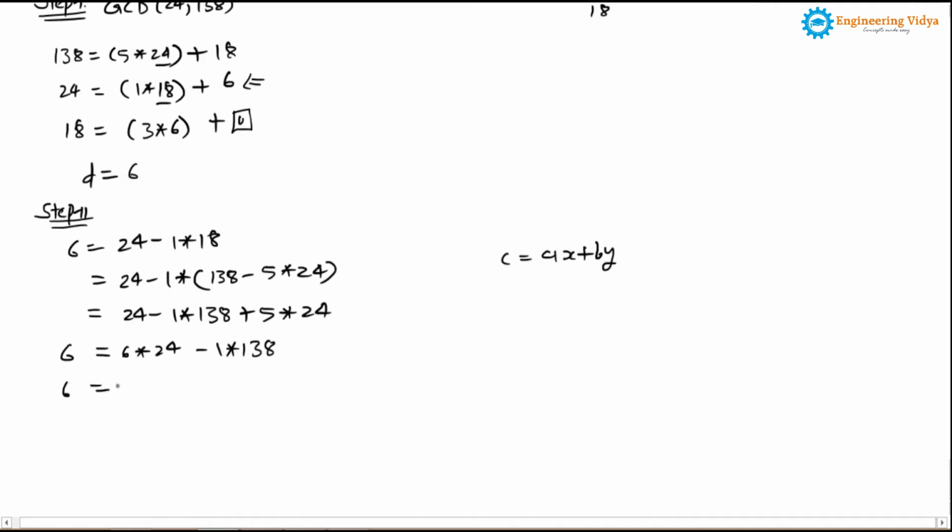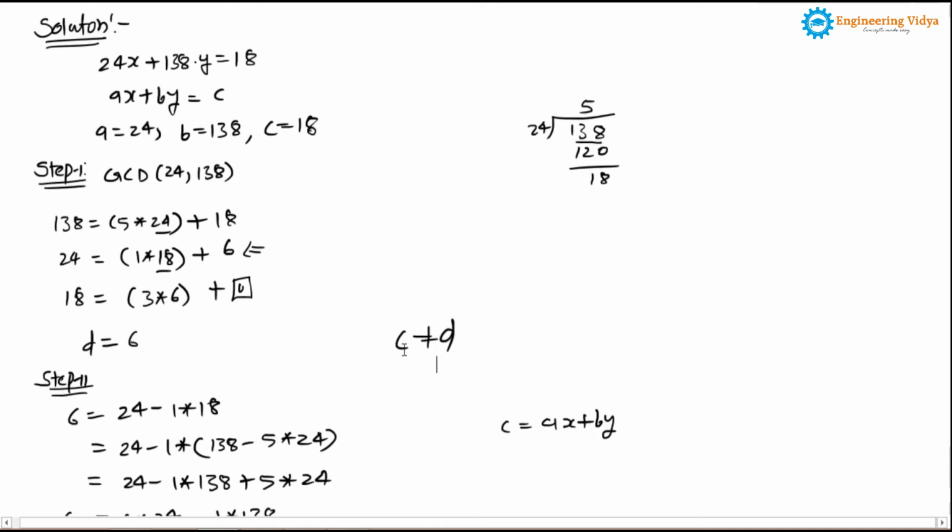So here we'll write 24 will come first, and then after 24 into this is nothing but x. Now b is nothing but 138, 138 into minus will come. Since in this problem, if you'll see, again here c is not equal to d, right? The value of c is given 18, but the value of d is 6.